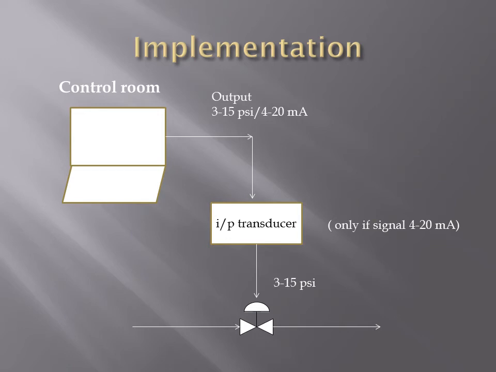Since the final control element, that is the control valve, always operates on pneumatic pressure in the 3 to 15 psi range, the signal from the control room has to be converted to the 3 to 15 range if it is an electronic signal. So we have an I to P transducer if the signal from the control room is electronic. Otherwise, the signal from the control room can go directly into the control valve.